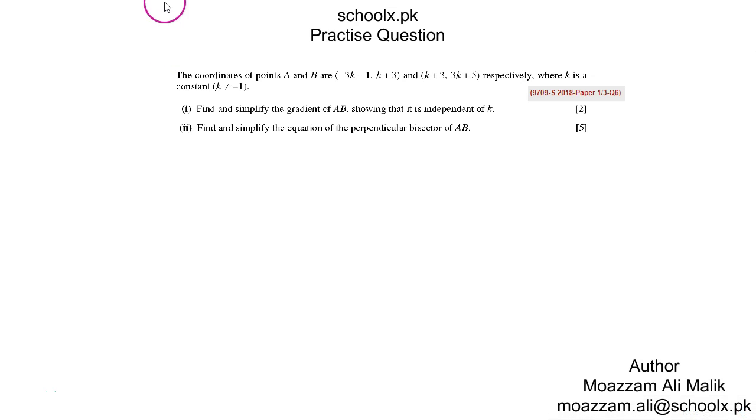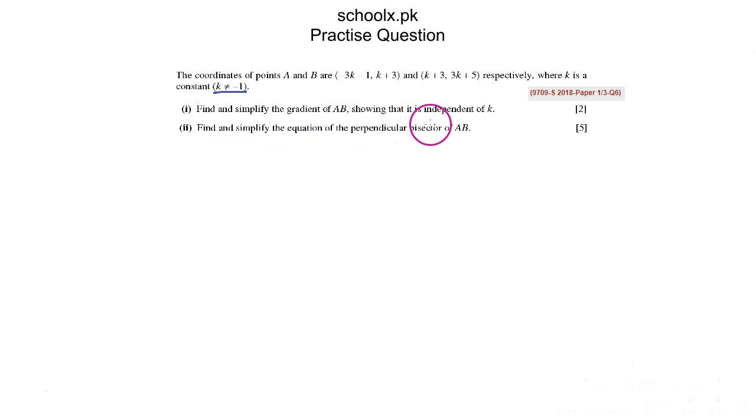So the question says the coordinates of points A and B are (-3k - 1, k + 3) and (k + 3, 3k + 5) respectively, where k is a constant, k is not equal to -1. Find and simplify the gradient of AB, showing that it is independent of k. So in the first part we simply have to find the gradient of AB.